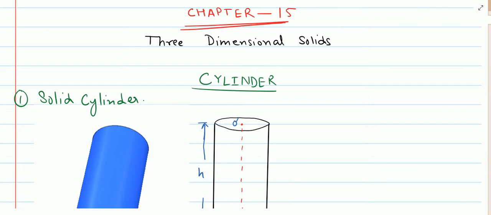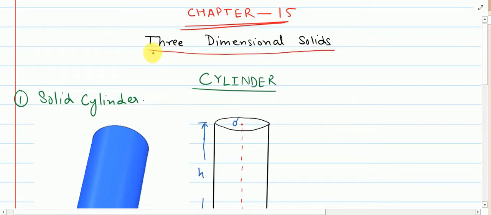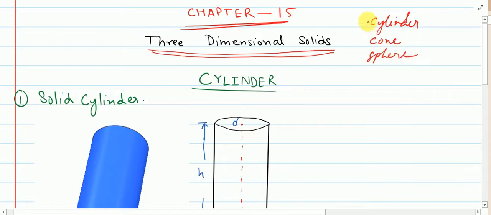Good morning, everyone. So, today we are going to start a new chapter, chapter 15. Name of the chapter is Three Dimensional Solids. In this chapter, we have to study about three types of solids. One is cylinder, then cone, and then sphere. So, today we are going to start with cylinder.